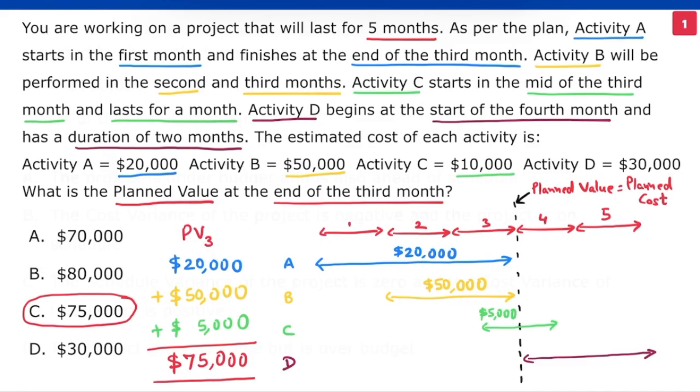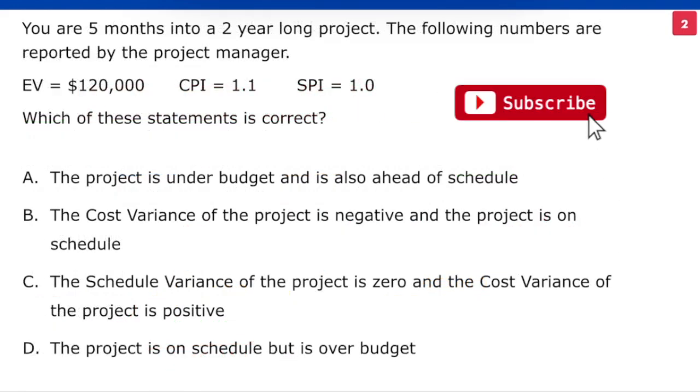Let's move to the next problem. You are 5 months into a 2-year-long project. The following numbers are reported by the project manager. EV equals $120K. CPI is 1.1. SPI is 1.0. Which of these statements is correct?